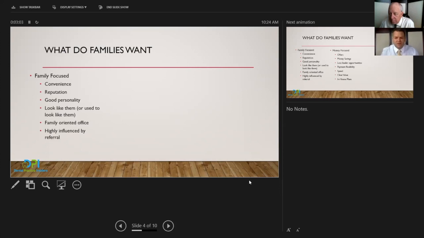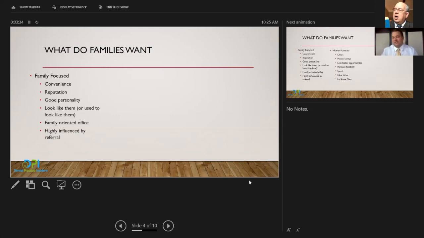So if you're a family-focused household, you're looking at convenience, you're looking at reputation, you're looking at the doctor having a real good personality, and they're going to connect really well with the kids that you're going to bring to the practice. They want the doctor to look like them. They want the doctor to be a family man or a family woman. They want to share stories about their kids, so you could share stories about your kids. They want to have that connection. So they want you as the doctor to look and act like them.